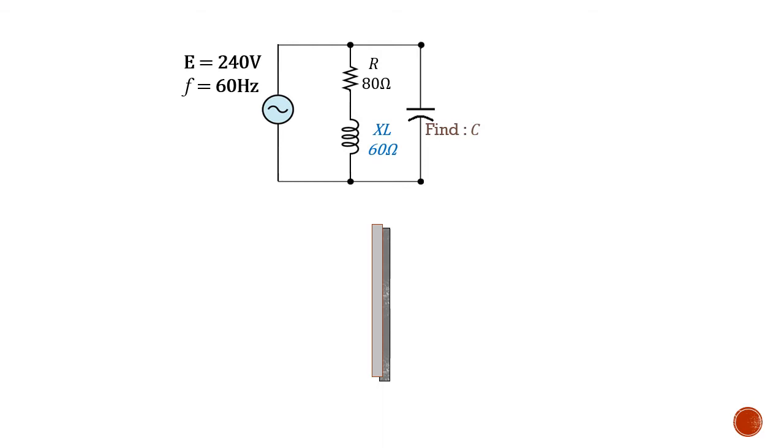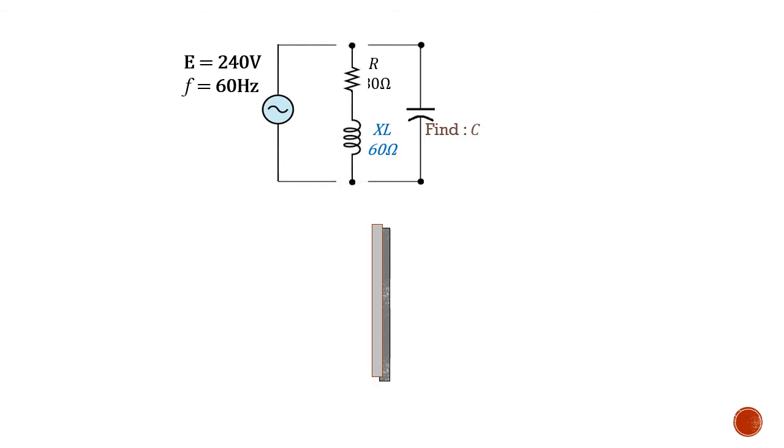So here's our first little circuit. We have an RL combo of 60 ohms inductive and 80 ohms resistive. It's hooked up to a 240 volt, 60 hertz supply. And we need to find a capacitor for unity. Again, unity is when the apparent power, the total power of the circuit, ST, equals the true power, P, in watts.